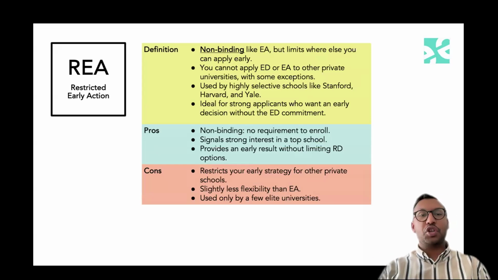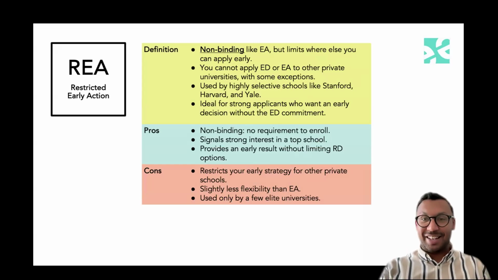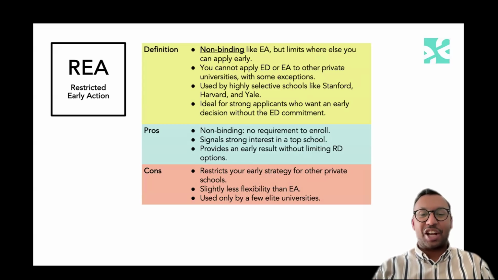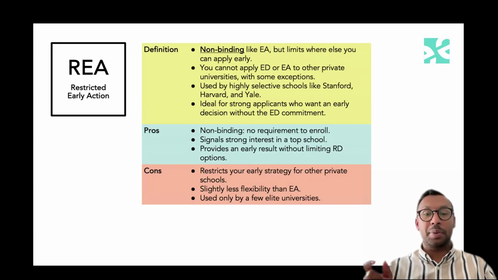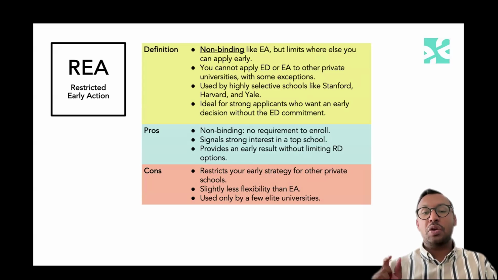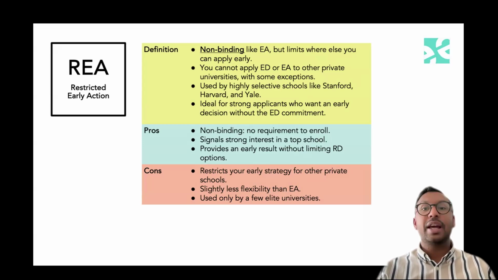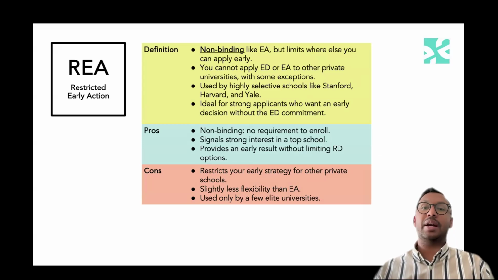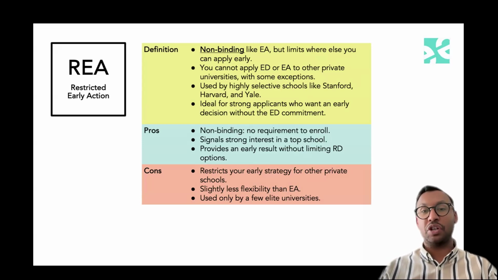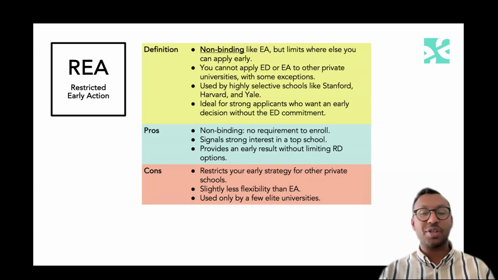We then move into restricted early action. So it's non-binding like early action. However, most restricted early actions will have certain limits on what other universities you can apply to. So, for example, if you're applying restricted early action, you cannot apply early decision and you cannot apply early action to other private universities. There are some exceptions with this.